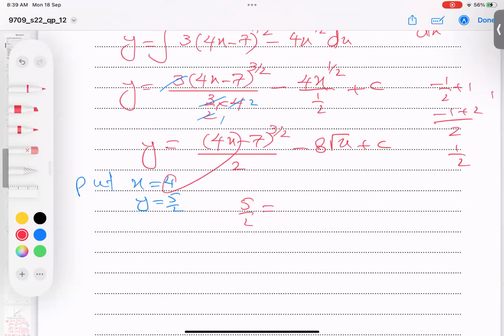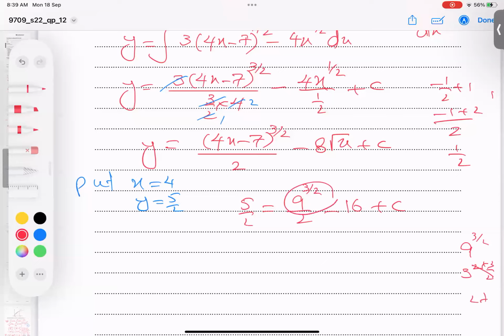And when I plug in 4 here, 4 for 16, out of 16, 7 gone, so 9 left. 9 to power 3 by 2. And when I put 4 here, 4 squared, so it was 16. So 9 to the power 3 by 2, because 9 is basically 3 squared, and on top we have a 3 by 2. So 3 by 2, this 2 cancels out.